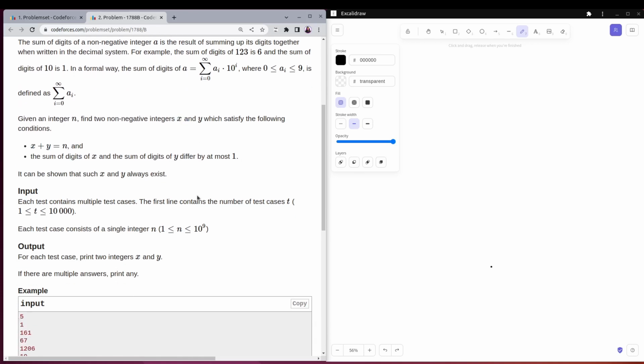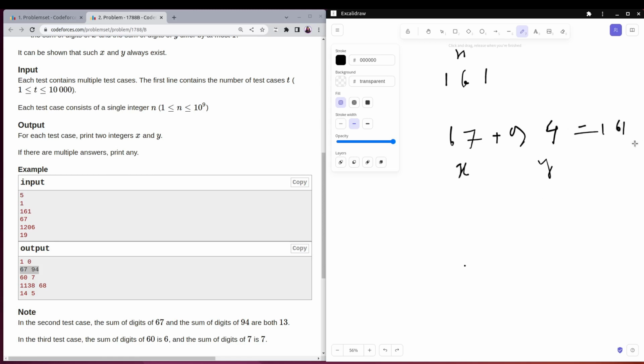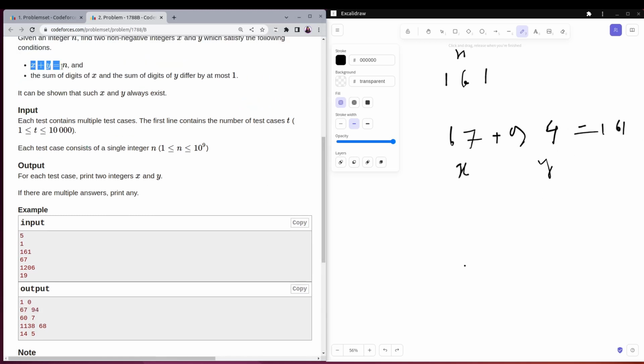If we take n as 161, then our x and y will be 67 and 94. So n is 161, x is 67 and y is 94. The sum of these two is equal to 161, so it meets the first condition, and now we check the second condition.